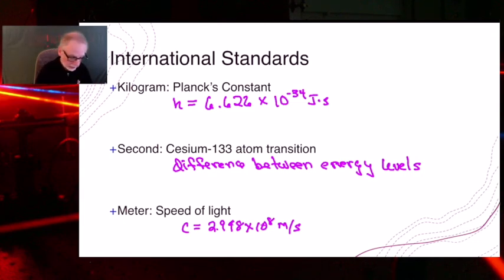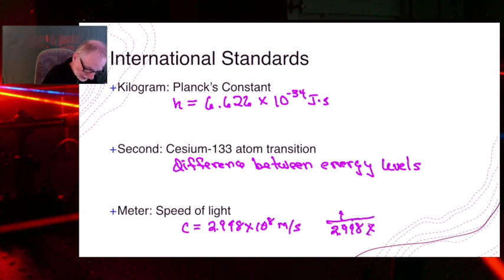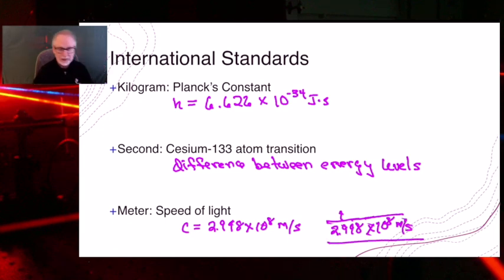So for example, the definition of a meter is going to be 1 over 2.998 times 10 to the 8th meters per second. That is, again, defining the distance. Meter is defined in terms of the speed of light, and that's the point. It's defined in terms of the speed of light.